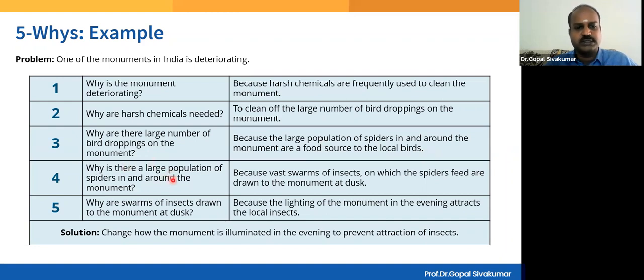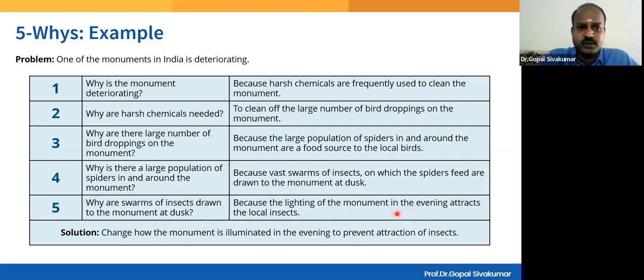And now the next why question comes. Why is there a large population of spiders in and around the monument? Because vast swarms of insects on which the spiders feed are drawn to the monument at dusk. So why are swarms of insects drawn to the monument at dusk? Because the lighting of the monument in the evening attracts the local insects.